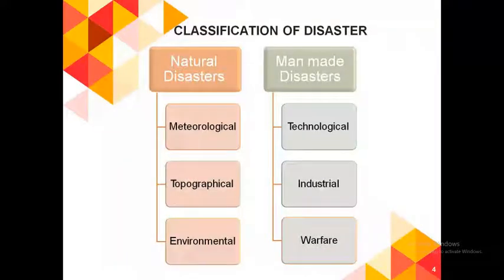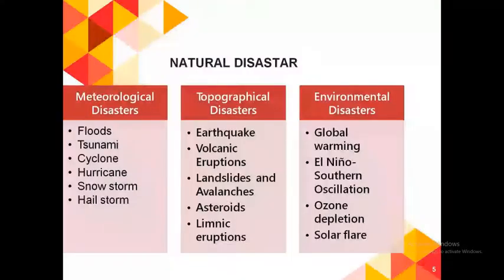Next one, a disaster is classified as natural disaster or man-made disaster depending upon their causes. Natural disaster is an adverse event that results from the natural processes of the earth. Examples of natural disasters are cyclone, flood, tsunami, earthquake, global warming, ozone depletion, landslides. They are further classified into meteorological disaster, topological disaster, and environmental disaster.